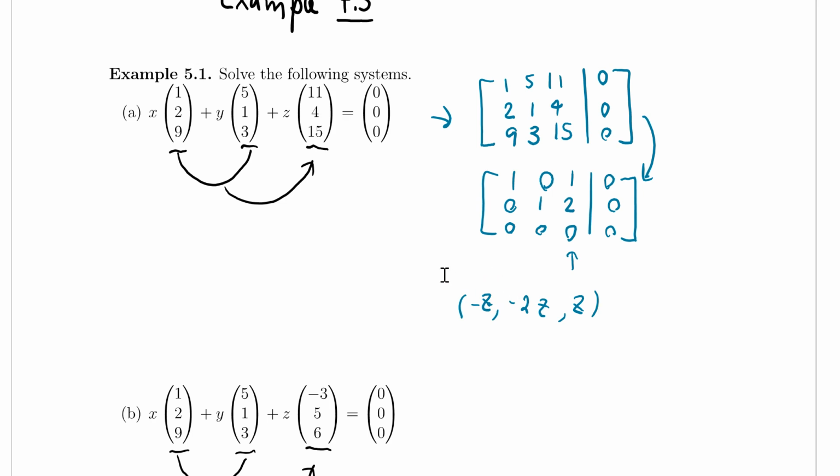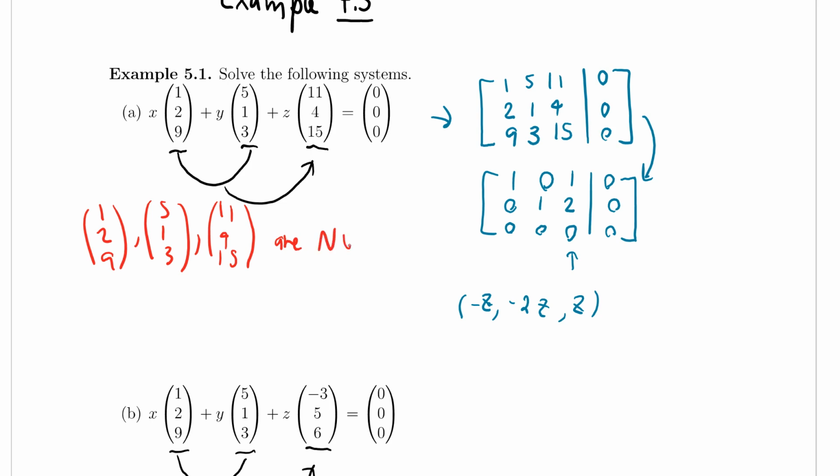So what I can tell from this is that these three vectors, 1, 2, 9, 5, 1, 3, and 11, 4, 15, are related. So these three are not linearly independent.